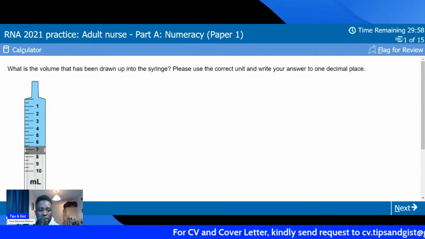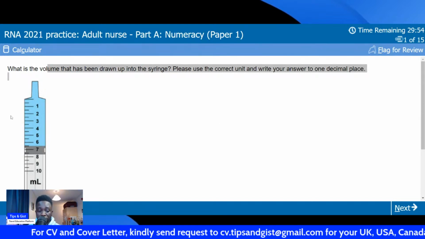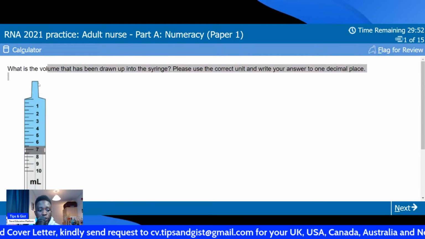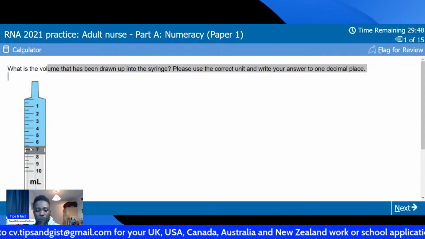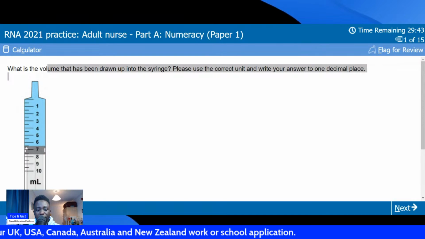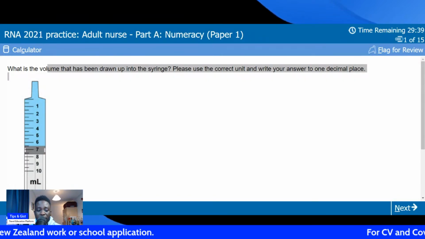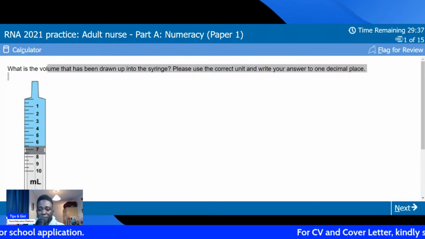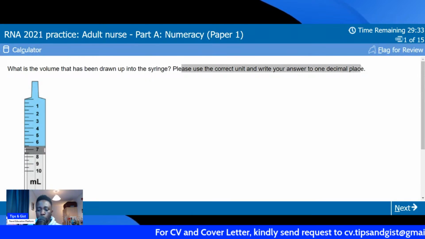So the first question was, what is the volume that should be drawn? This one we are going very fast because we have already explained this. So look at the blue aspect. You can see that it passed 6, in the middle of 6, and this is 7, right? This is 7. So in between 6 and 7, you can see 0.5. So people will argue, what if it is 6.52 or 6.58? Now the question is, please use the correct unit and write your answer to 1 decimal place.